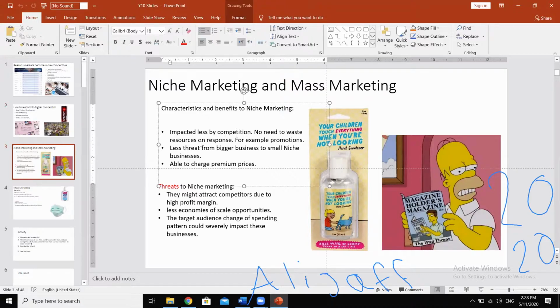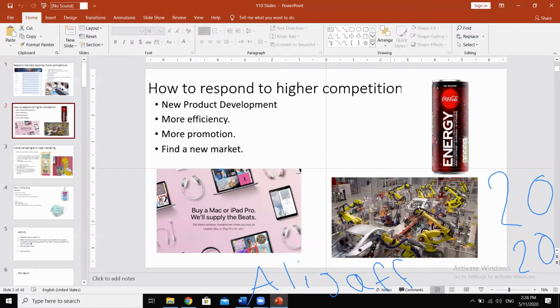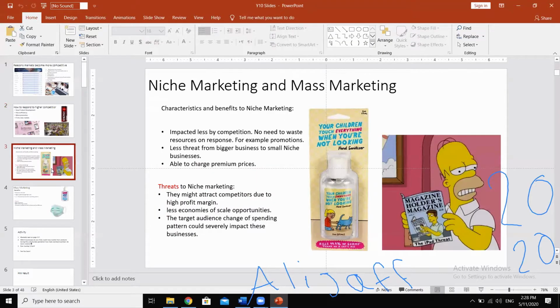So you don't have to waste any resources on responding, because this is wasting resources. You just waste a lot of money on robots. You just waste a lot of money on advertisements, right? So when you don't care about competition, you save those costs, which is good. But you also have threats, which are that you attract other people. So other people will mimic your idea, which results in a long-term increase in competition.